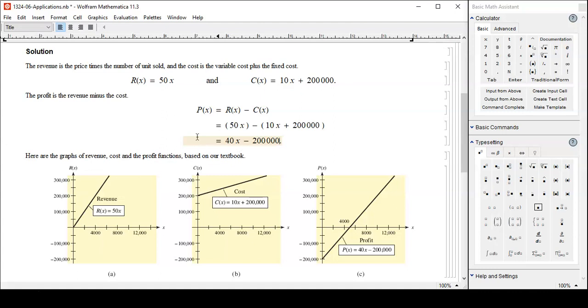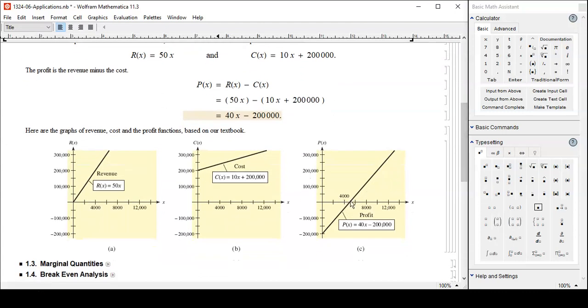That is, setting this profit equal to 0 and finding out the x value. In other words, in this graph, we are looking for the x-intercept right here. When x is 5,000, we have this x-intercept. That's when the profit is 0. So when x is less than 5,000, profit is negative, the y-coordinate, the function value, is negative, and when x is greater than 5,000, the y-coordinate, the profit, is positive. And right here at x equal to 5,000, that's called the break-even point.